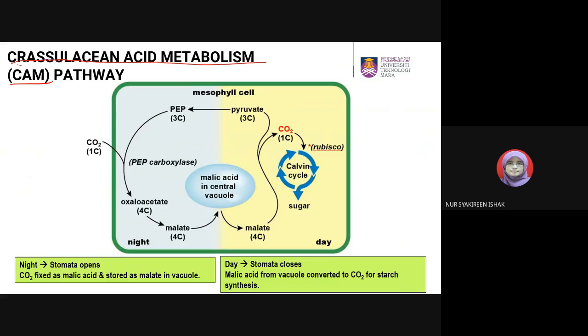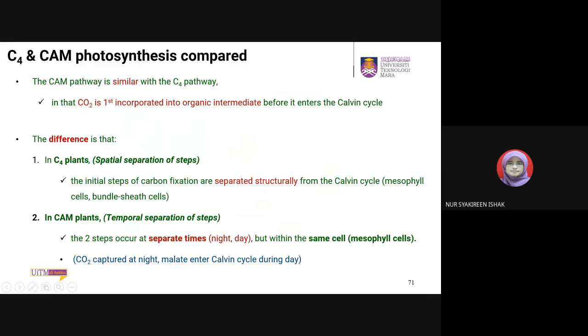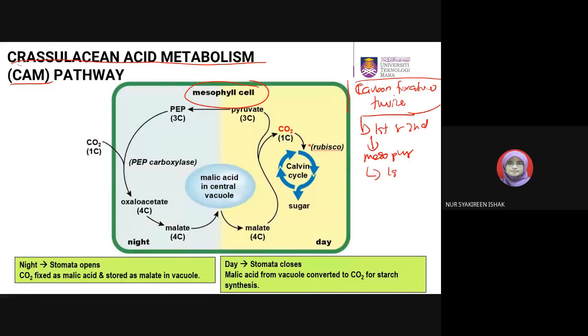Okay, so untuk CAM plant ni, dia carbon fixation twice juga. Tapi bezanya dengan C4 adalah for CAM plant, dia hanya akan berlaku dalam satu cell sahaja. First carbon fixation and second carbon fixation takes place in the same cell, mesophyll cell. Okay, tapi beza dia adalah kalau untuk CAM plant, first carbon fixation berlaku at night. Okay, second carbon fixation berlaku during daytime.